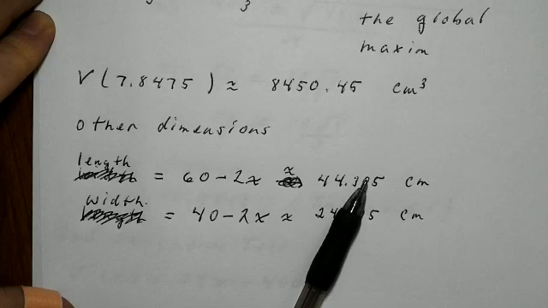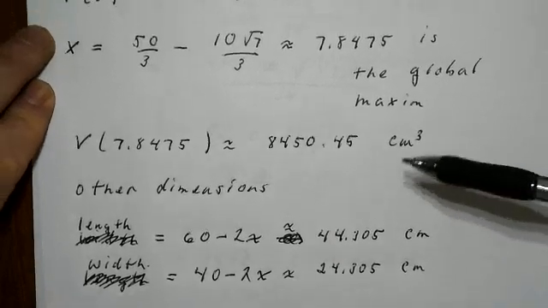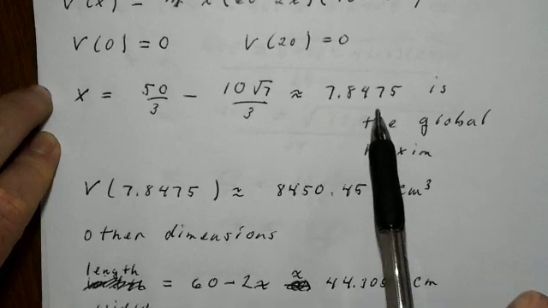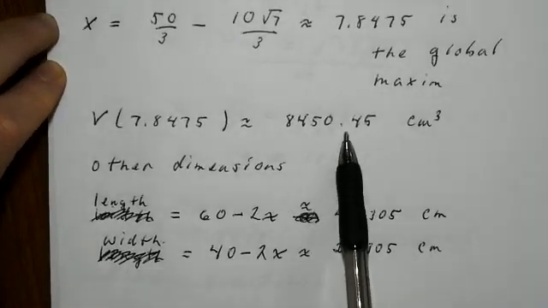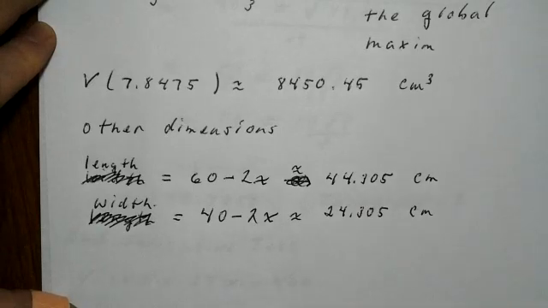And so those give us the remaining dimensions of the box. So our final answer is that we cut out about 7.8475 from each corner. That yields a box of about 8,450 cubic centimeters, and then these are the dimensions of the length and the width, respectively.